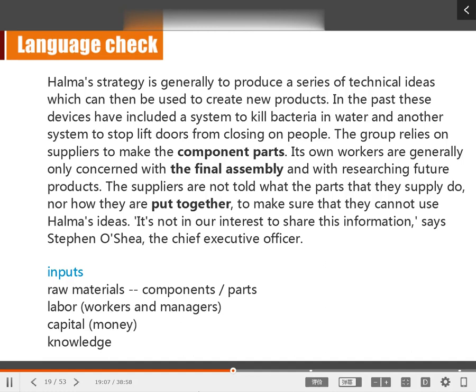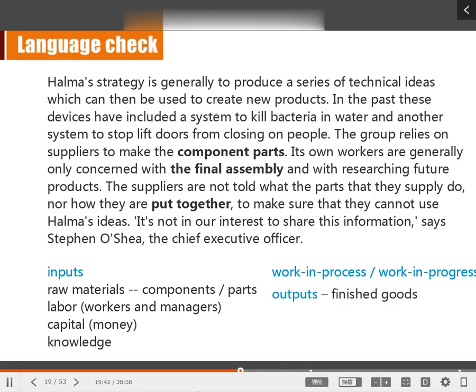in its products. But materials and parts are just some of the inputs. The others are labor, say the workers and managers, and capital, which means money, and also knowledge. Knowledge is especially important if you are doing something concerning technology. And also, the products that are being made are called work in progress, 在制品. And lastly, the products that have been made are called finished goods, 成品.